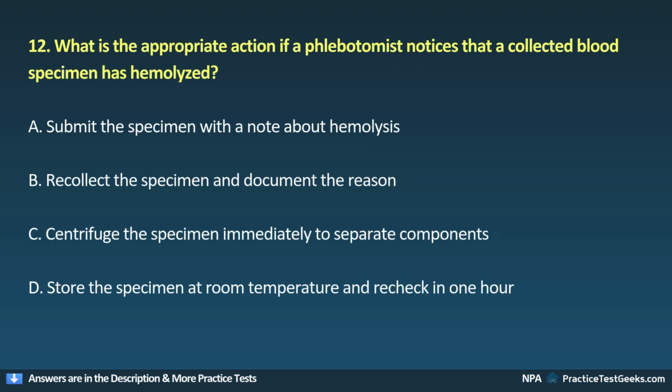12. What is the appropriate action if a phlebotomist notices that a collected blood specimen has hemolyzed? A. Submit the specimen with a note about hemolysis. B. Recollect the specimen and document the reason. C. Centrifuge the specimen immediately to separate components. D. Store the specimen at room temperature and recheck in 1 hour.